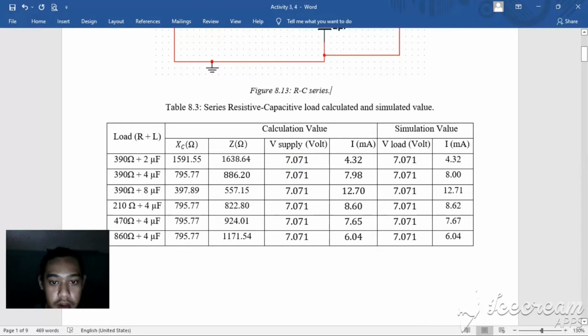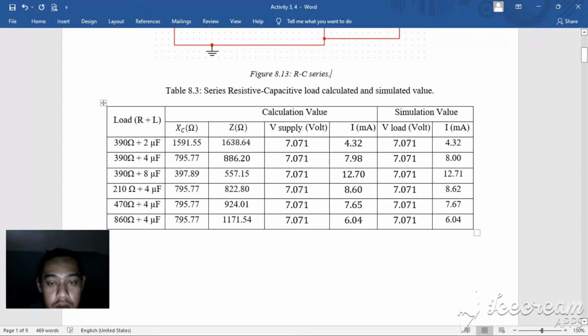The results I have recorded in the table, and then we have to compare the calculation value and the simulation value. So here we can see that the value of voltage is all the same, but the value of current is a bit different. It is because of the decimals that I took in the calculation value.